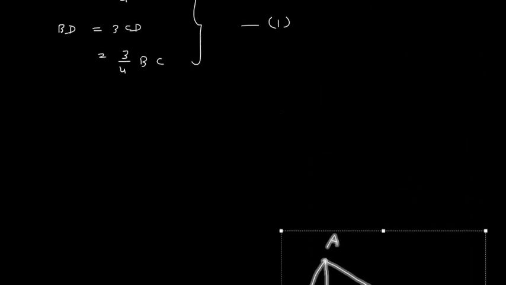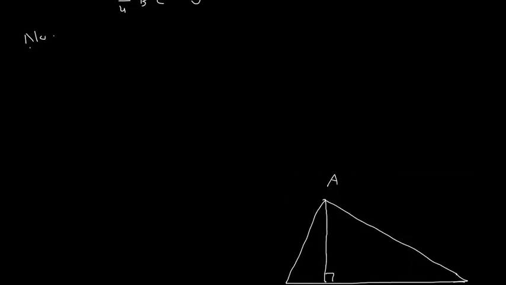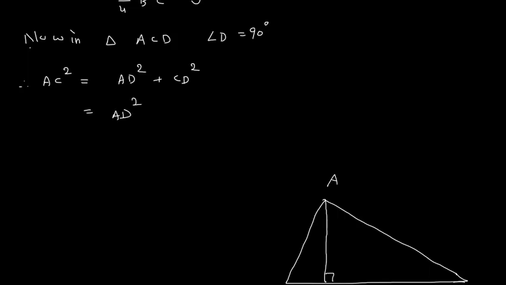Now I will say that in triangle ACD, angle D is 90 degrees. So therefore AC square is equal to AD square plus CD square. I will write this CD square as 1 upon 4 BC the whole square.